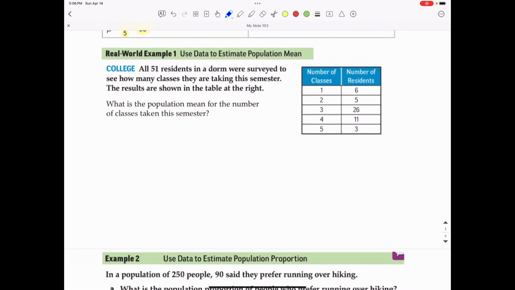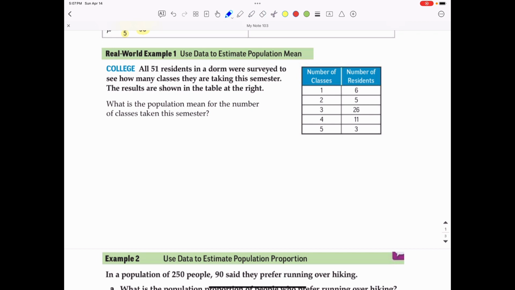All 51 students in a dorm were surveyed to see how many classes they are taking this semester. The results are shown in the table to the right. What is the population mean for the number of classes taken this semester? So if you look at the number of classes, the choices are that students could take either 1, 2, 3, 4, or 5 classes. Now we're not just going to add those 5 numbers together and divide by 5.